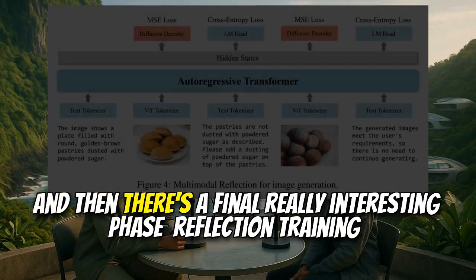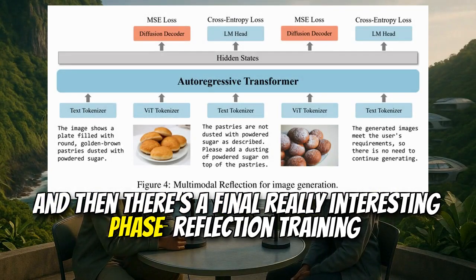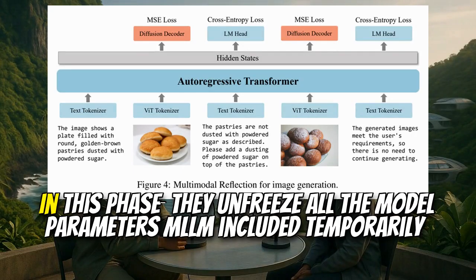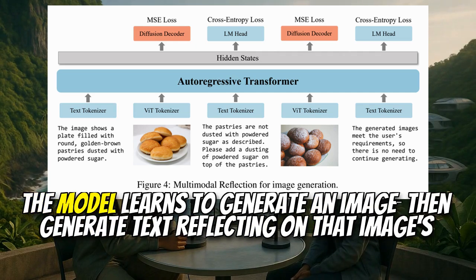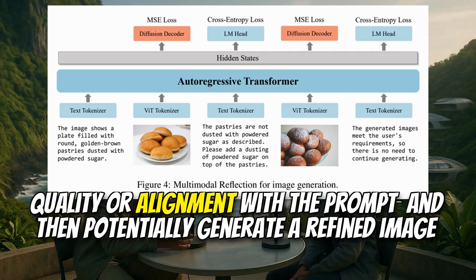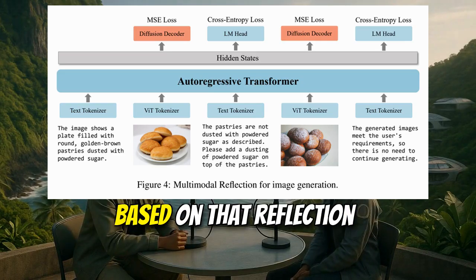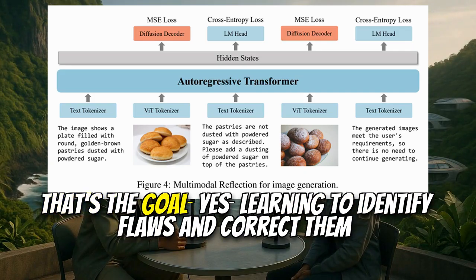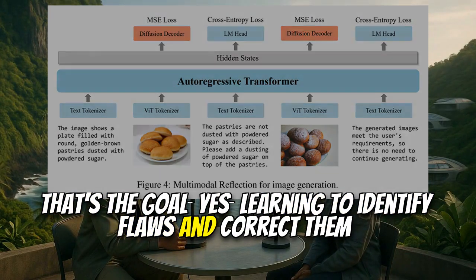Exactly. And then there's a final, really interesting phase, reflection training. Yeah, the self-critique part. Kind of. In this phase, they unfreeze all the model parameters, MLM included, temporarily. The model learns to generate an image, then generate text reflecting on that image's quality or alignment with the prompt, and then potentially generate a refined image based on that reflection. So it's learning to iterate and improve its own output. That's the goal, yes. Learning to identify flaws and correct them.